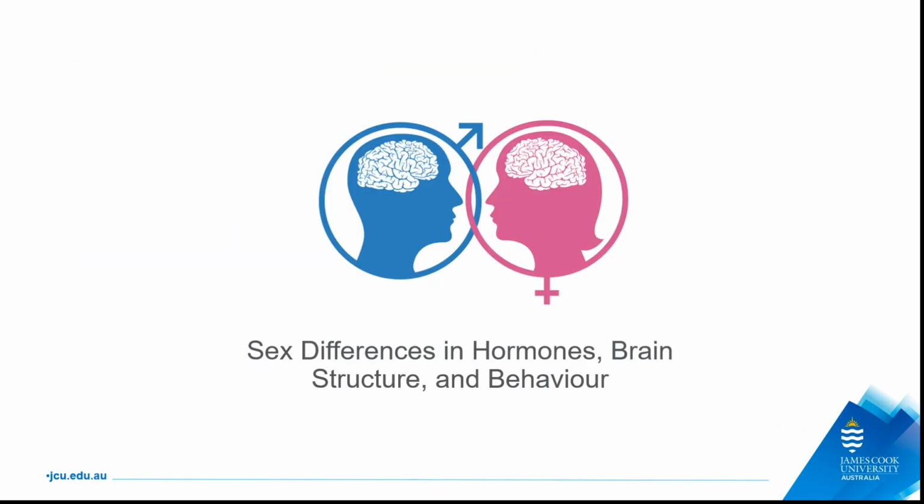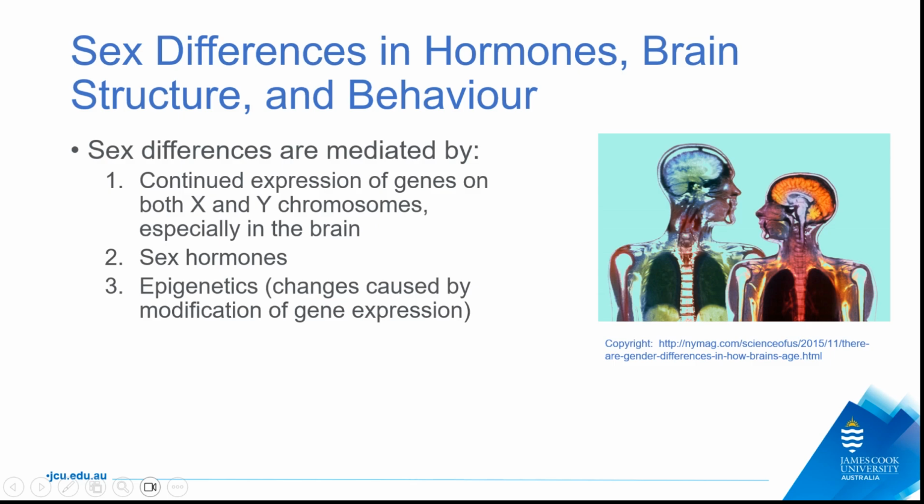Now we talk about sex differences in hormones, brain structure, and behavior. So these are the three things. We have continued expression of genes on both the X and Y chromosomes. Later on, we'll talk about what happens in the brain, sex hormones, and epigenetics: gene types and environmental influences.